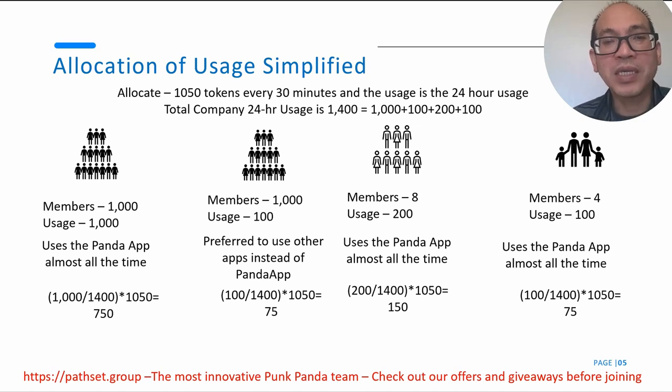I want to make this as simple as possible, so I'm going to create an example of four different groups. Group A has 1,000 members with 1,000 usage. The second group has 1,000 members with 100 usage. The third group has only 8 members, but they have 200 usages. And the last group is just a family: mom, dad, two kids, four of them, and the usage is 100. Just to illustrate a point and how this works.